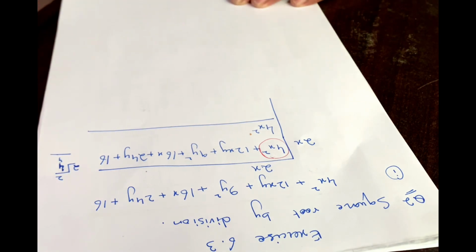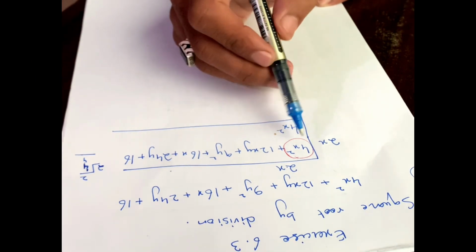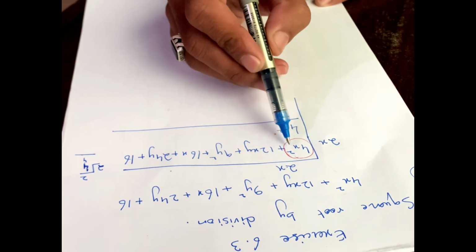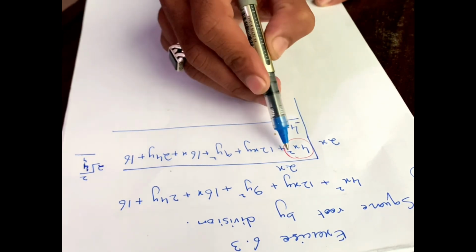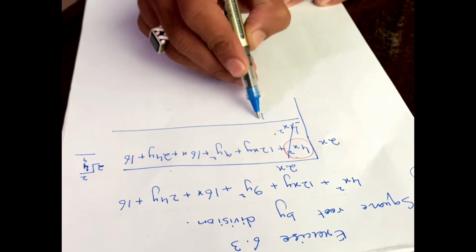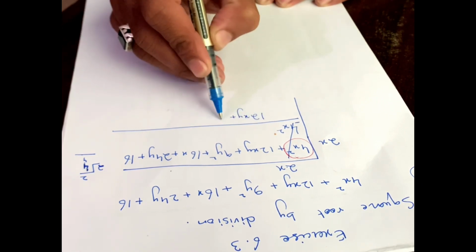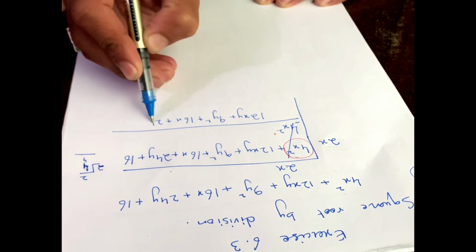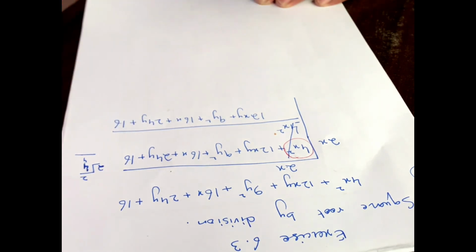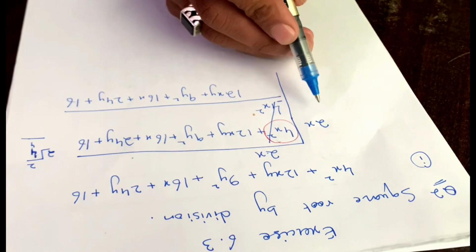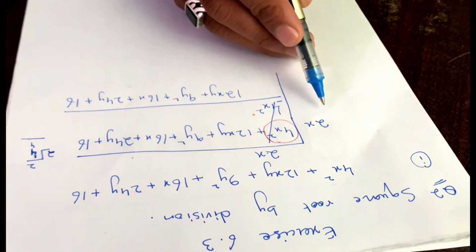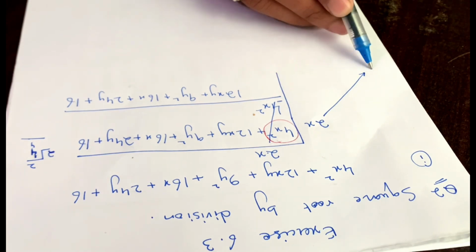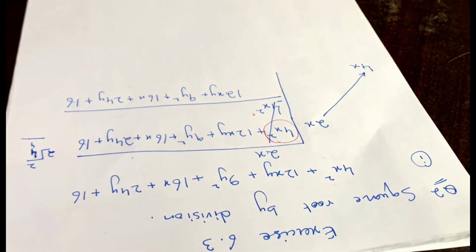Repeating what we did: we just took a number that when multiplied by itself would give us 4x square, so that we can eliminate the 4x square and we are left with 12xy plus 9y square plus 16x plus 24y plus 16. Now, in order to continue the square root by division method, you need to double this number. You write it here as 4x.